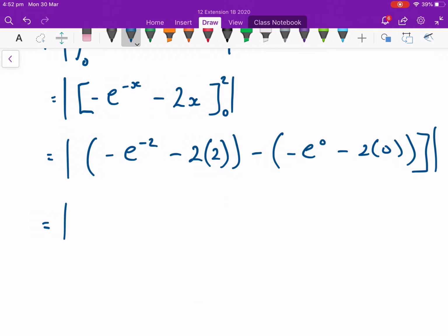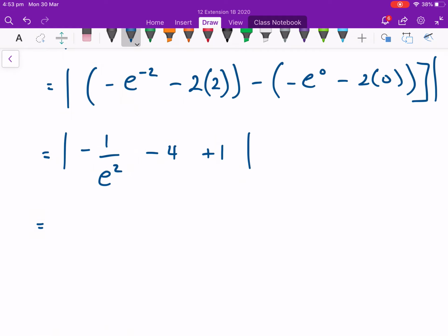Now, what we end up with in this first bracket is negative e to the minus 2, which is negative 1 over e squared, minus 4. Then e to the 0 here is the same as 1, and we've got two minuses together, so we end up with a plus there. So we've got plus 1, and 2 times 0 is just 0. So therefore we end up with an absolute value of negative 1 on e squared.